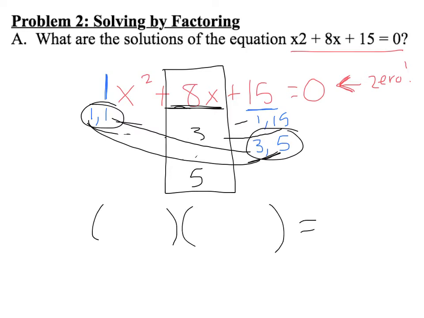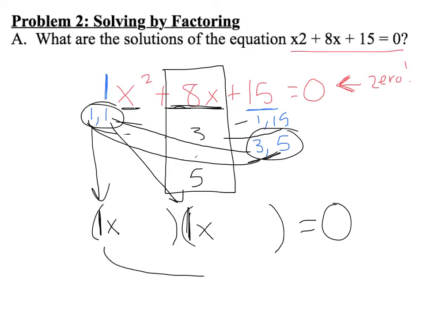So when we factor, it's going to look something like this. Since we have x squared, we need x's out front. These numbers on the left go in front of the x's. And then the outside numbers go together, so I multiplied 1 by positive 5, and the insides go together, 1 times positive 3. So here's my factored form of the equation.